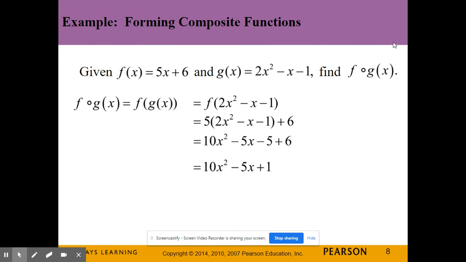If it was g of f of x, the 5x plus 6 would go in for the x in the g function. Whatever's on the inside is what goes inside. That's how I remember. Okay. It's even a little more obvious when you're using this notation. What's on the inside goes inside that function.